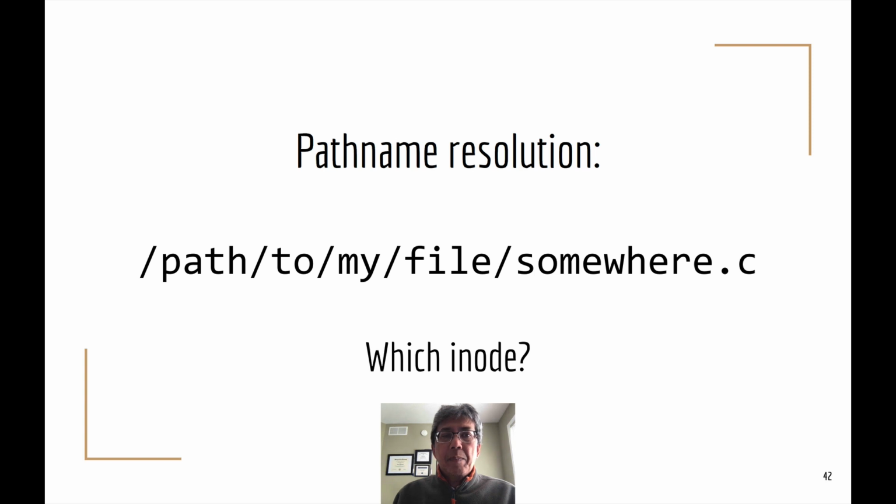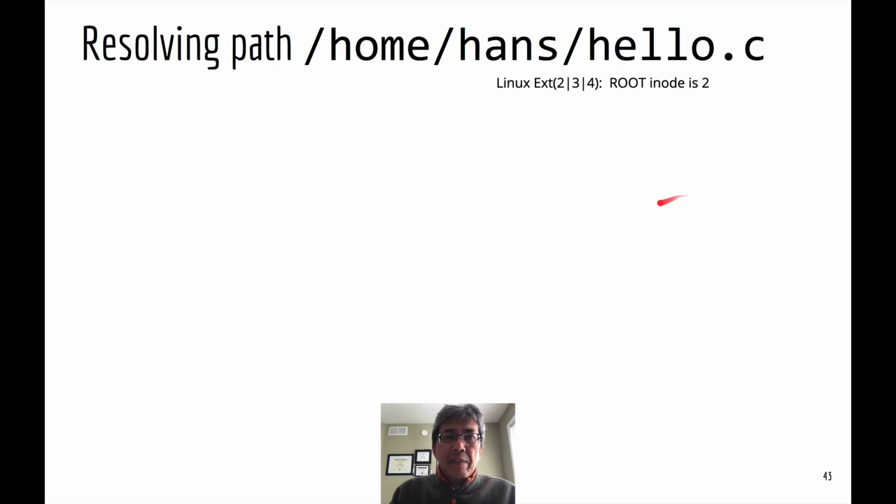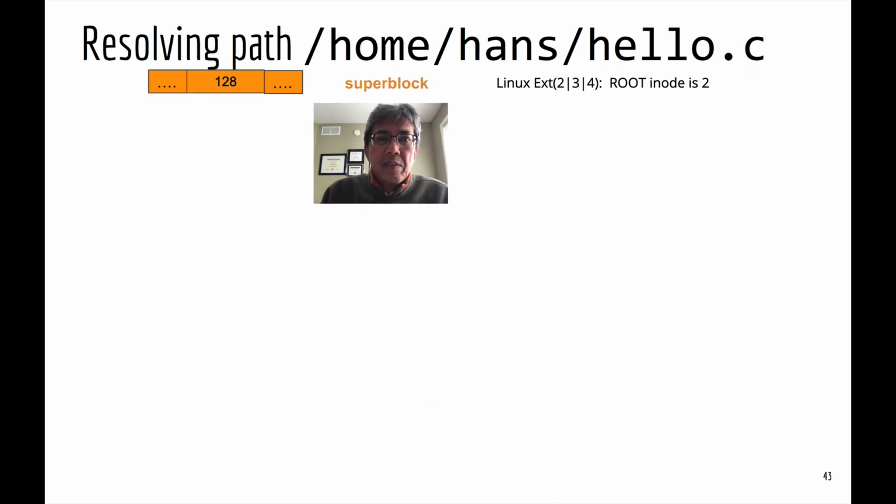Let's look at a different problem: how a path name is resolved at runtime. Again, we're going to be using the structure from the Unix file system. So let's say you have a file whose absolute path is /home/hans/hello.c, and you want to fetch this file or open this file in your editor. So we have to start from the root directory, but how do we find the inode of the root directory? It is in the super block.